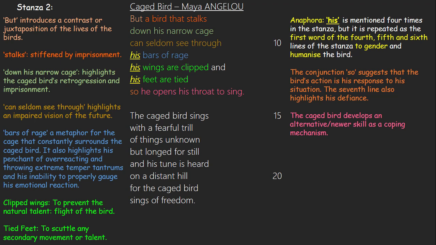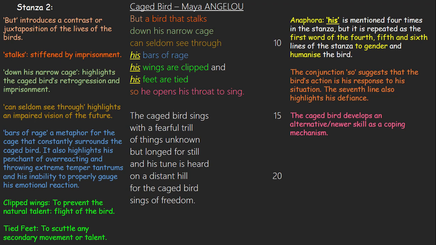Now, when she uses the words "he opens his throat to sing," the cage bird we see here develops an alternative or newer skill as a coping mechanism. So he can't fly, he can't walk, so he decides to sing. He decides to make his situation and his presence known by singing. And the use of the words "he opens his throat to sing" reveals to the reader that the song of the bird was coming from the innermost recesses of his soul.